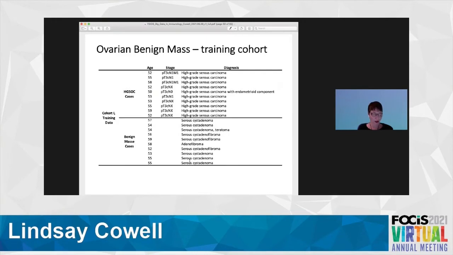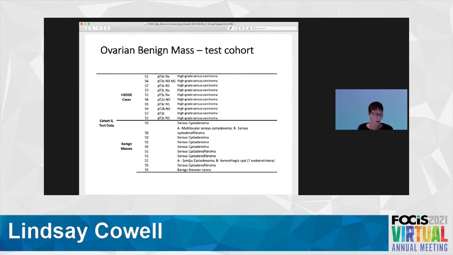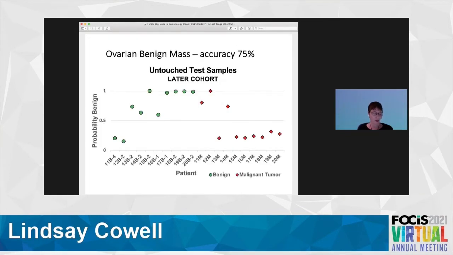We have, again, 40 patients, where we used 20 for training data and 20 for test data. The classification accuracy in this case was 90%. We used the benign mass as a positive label. Here I'm just quickly showing diagnoses for the test data. And the classification accuracy when we move over to the test data drops down to 75%, but still some signal that is generalizing to unseen data.